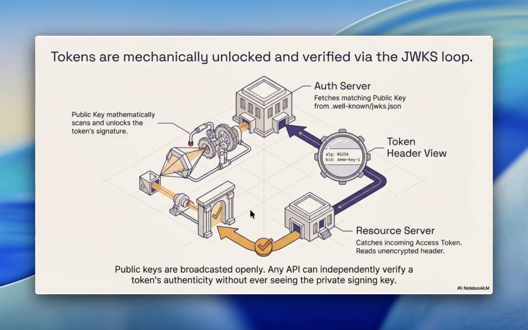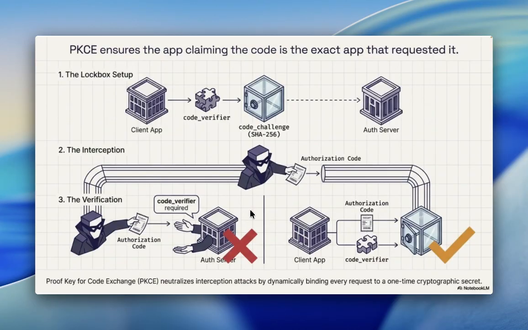Tokens are mechanically unlocked and verified by the JWKS loop. The resource server fetches the matching public key from the .well-known/jwks.json using the token header's key ID. The resource server catches the incoming access token and reads the unencrypted header. The public key mathematically scans and unlocks the token signature. Public keys are broadcast openly, and any API can independently verify a token's authenticity without ever seeing the private signing key.